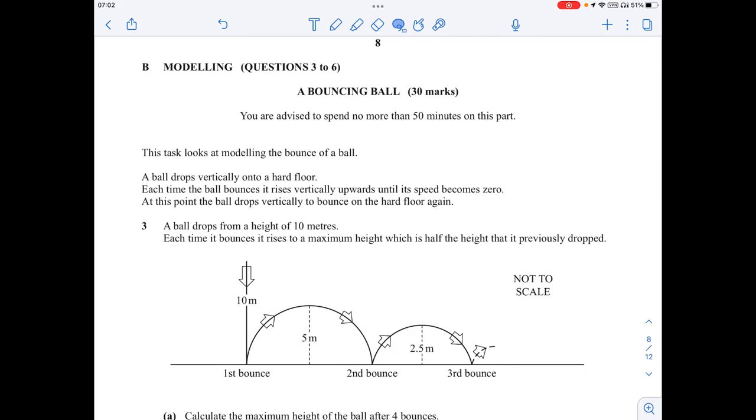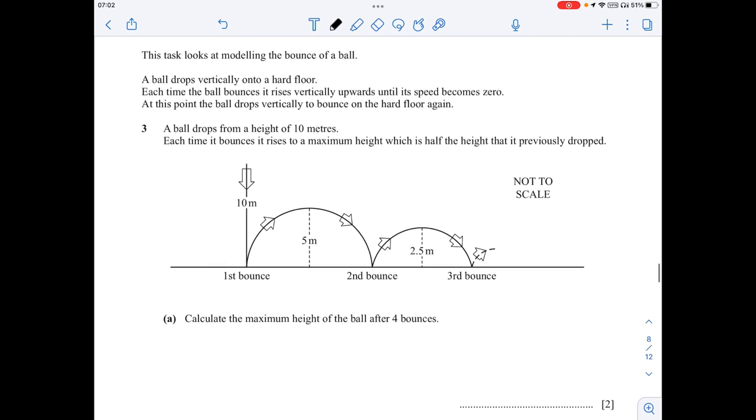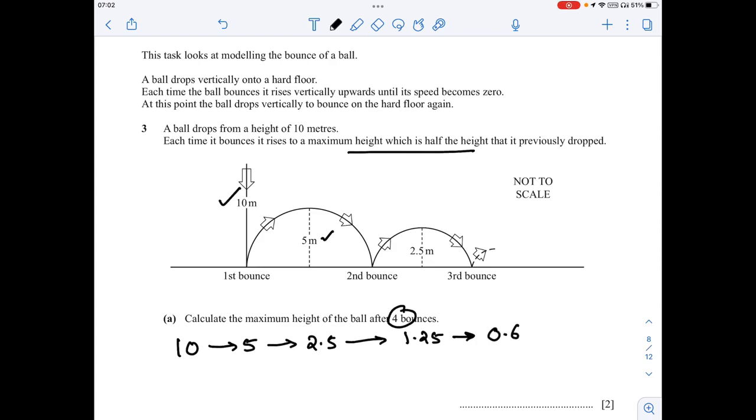Coming to question number B, it is about a bouncing ball. Now he says that a ball is dropping from 10 meters and it is rising to a maximum height of 5 meters, or half of the previous drop. So 10 became 5, 5 becomes 2.5, 2.5 becomes 1.25, and in the fourth bounce, which is being asked, it becomes 0.625.